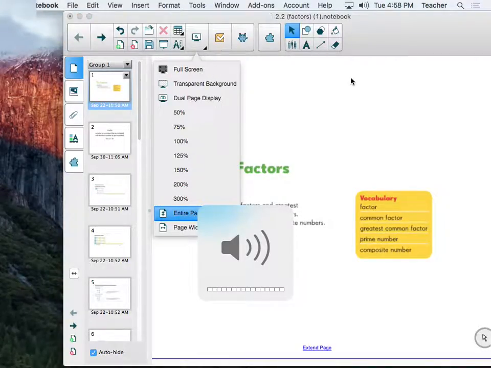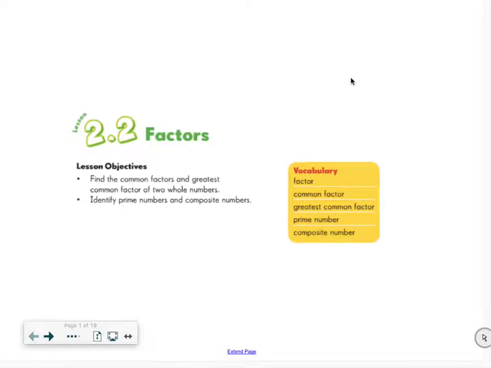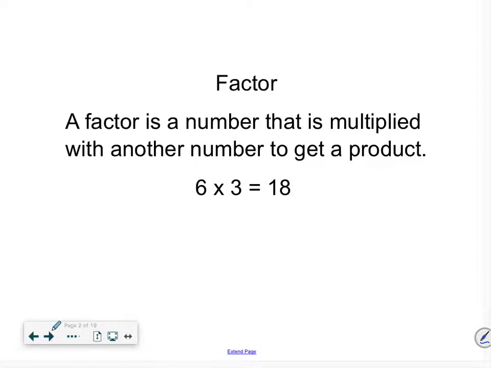We are in this video going to review factors, what a factor is, what common factors are, what it means to find the greatest common factor, and then in another video we will review prime and composite numbers. First of all, I want you to think in your head, what is a factor? Think about what it means to find the factors of a number and what actually a factor is.